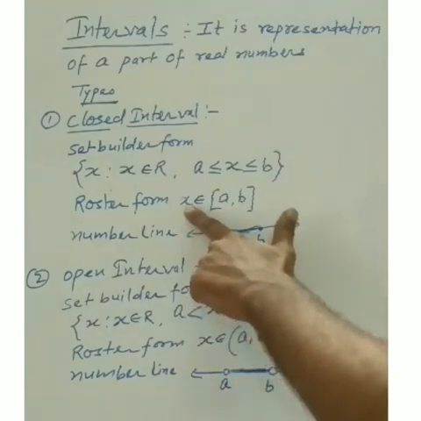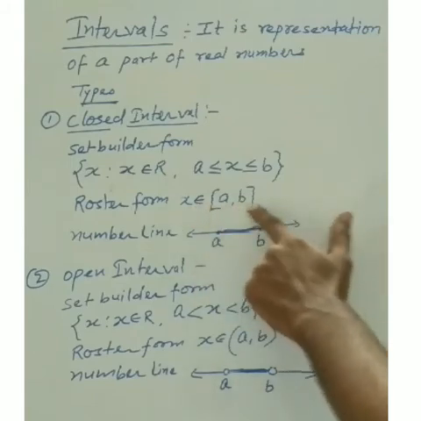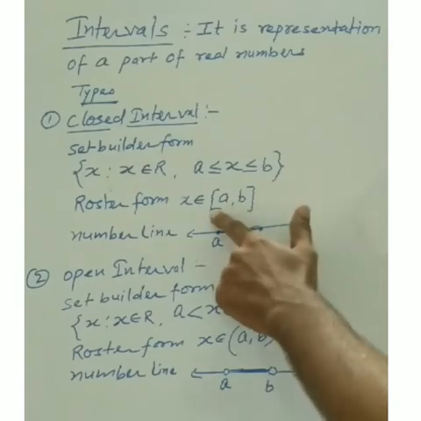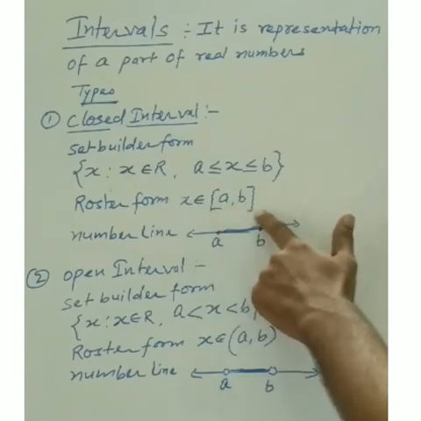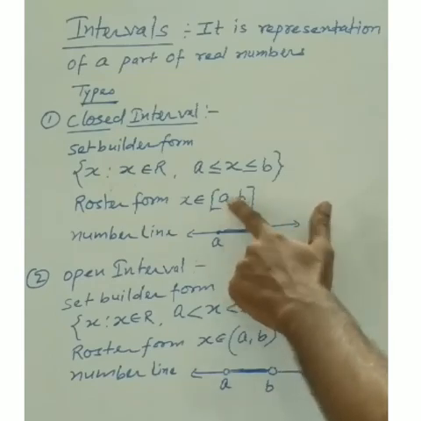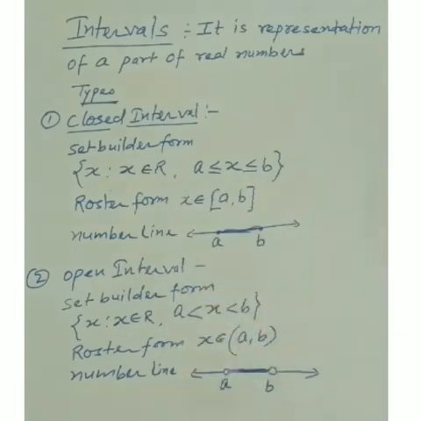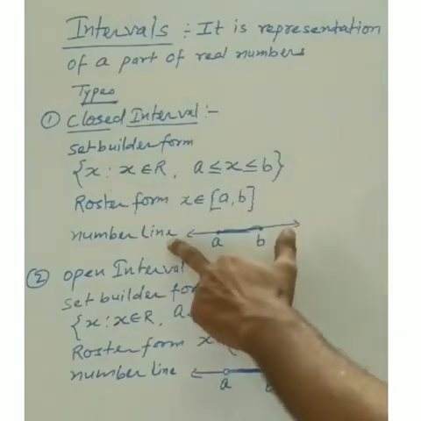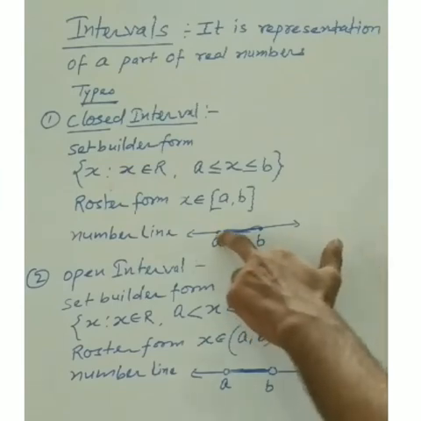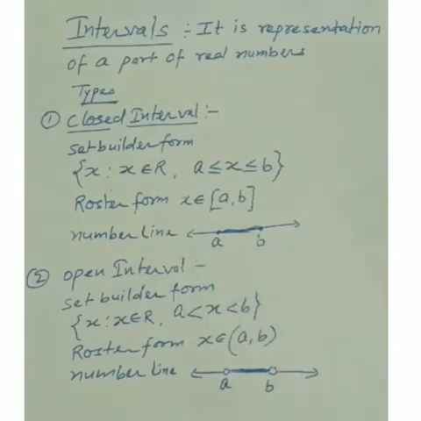In the roster form we write x belongs to, and this square bracket represents the closed interval. Here we have written a comma b, which means all the elements between a and b, as well as a and b, are also included. On the number line we represent this in this form. We have written a, b, with closed circles and the line darkened between a and b.